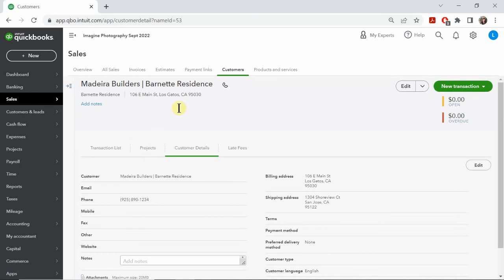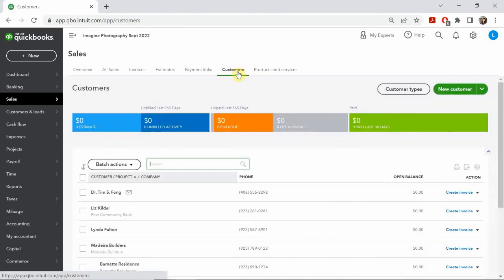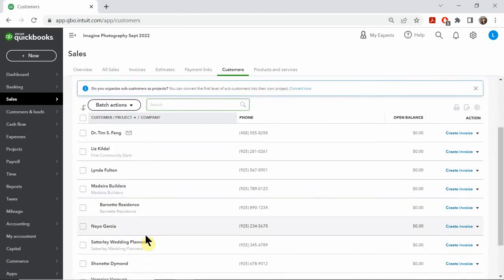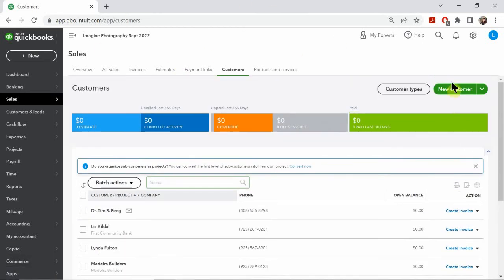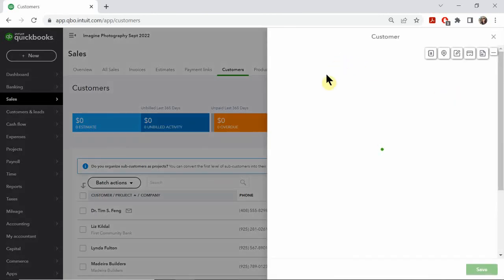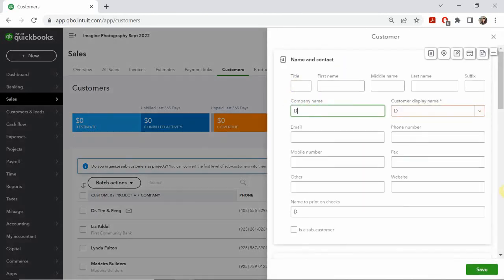Right? So now if I go back to my customers list, notice this. Under Madeira Builders, you now have the Barnett residents, and it's indented so you know that the parent customer here is going to be Madeira Builders, and the people underneath it are your Barnett residents. I'm also going to fill out the one for the DeVoe residents, because you will be needing them.